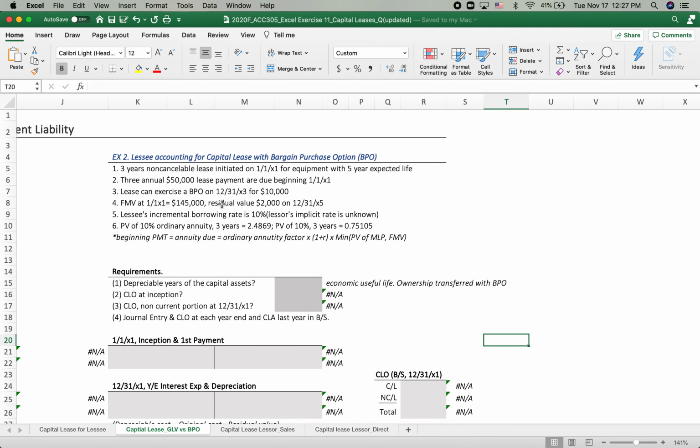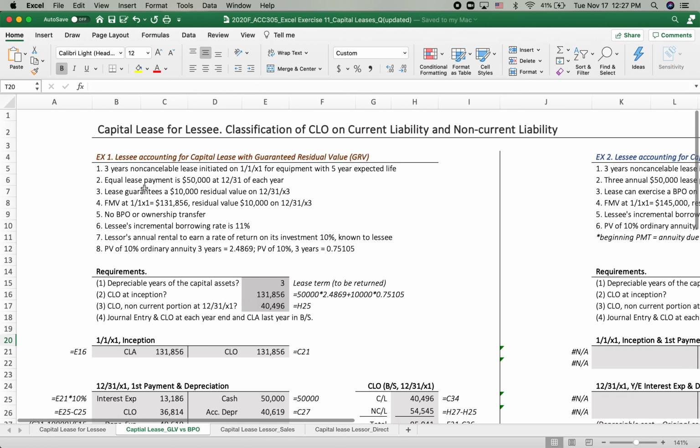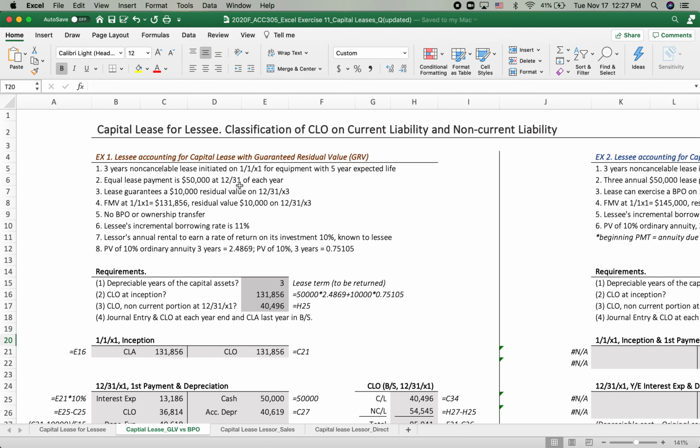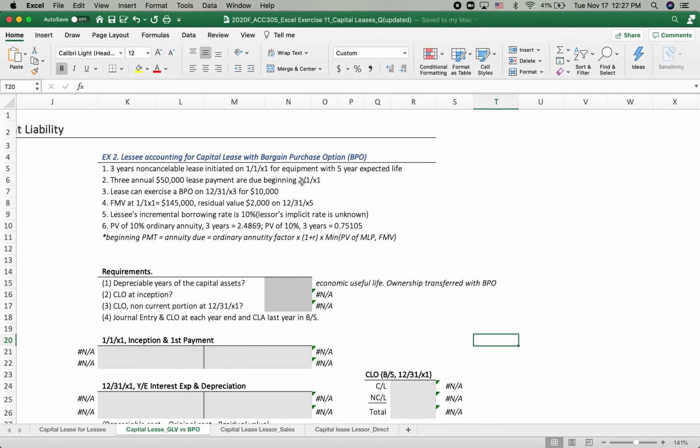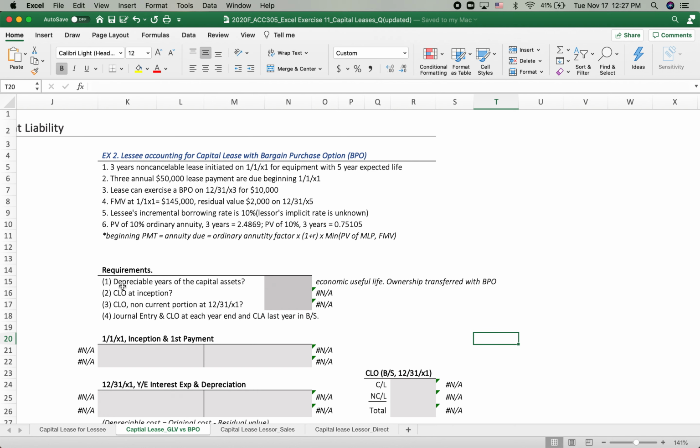Now, let's compare with this lessee accounting for the capital lease with the bargain purchase option. Comparing this with the exercise one with the guaranteed residual value, the company has the bargain purchase option. That means the lessee will take the ownership at the end of this lease term. So we need to identify what is the depreciable years of the capital lease, the lease term or economic useful life.